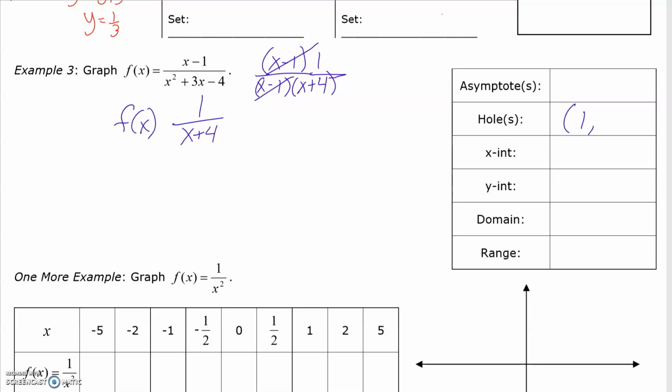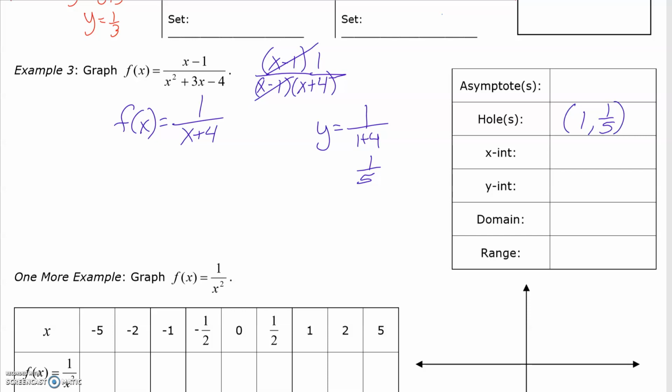And my hole, we already found the x value is going to be 1, so we're going to substitute it back into our simplified function to find what that y value is. So y would equal 1 divided by 1 plus 4, which would just be 1/5.